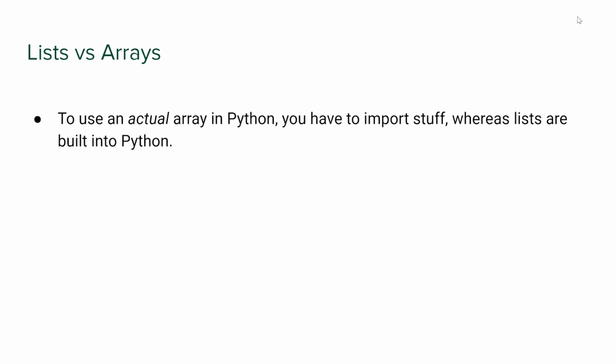So the reason that we've been talking about lists in the context of Python is because to use an actual array, the proper array in Python, you have to import stuff, whereas lists are built into Python. And the distinction between arrays and lists in Python is so small because those import libraries you need to use, there's not much added benefit to it. So for the context of our programming, we're going to be talking about lists because they eventually function the same way as a conventional array in a different programming language.